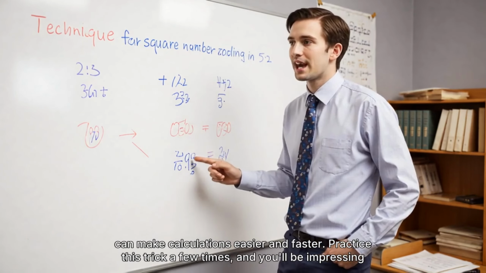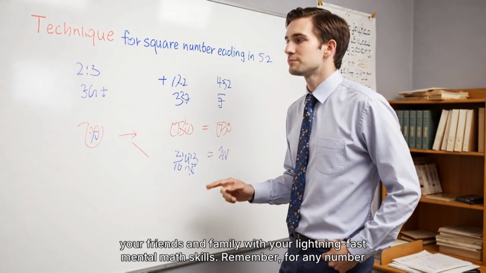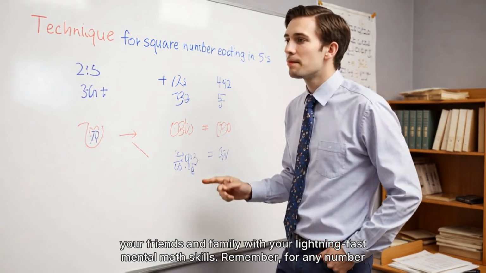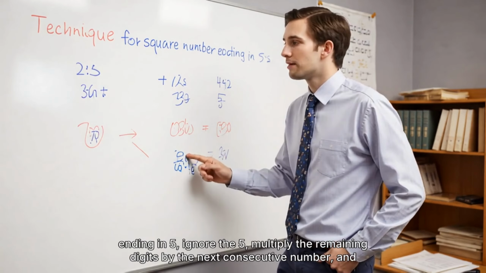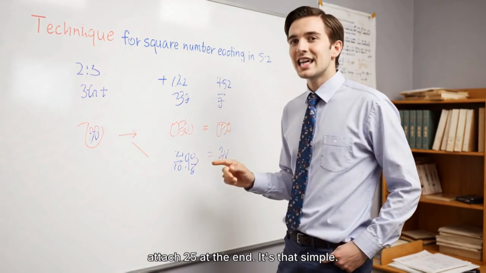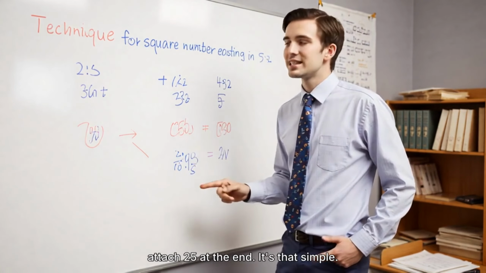Practice this trick a few times, and you'll be impressing your friends and family with your lightning-fast mental math skills. Remember, for any number ending in 5, ignore the 5, multiply the remaining digits by the next consecutive number, and attach 25 at the end. It's that simple.